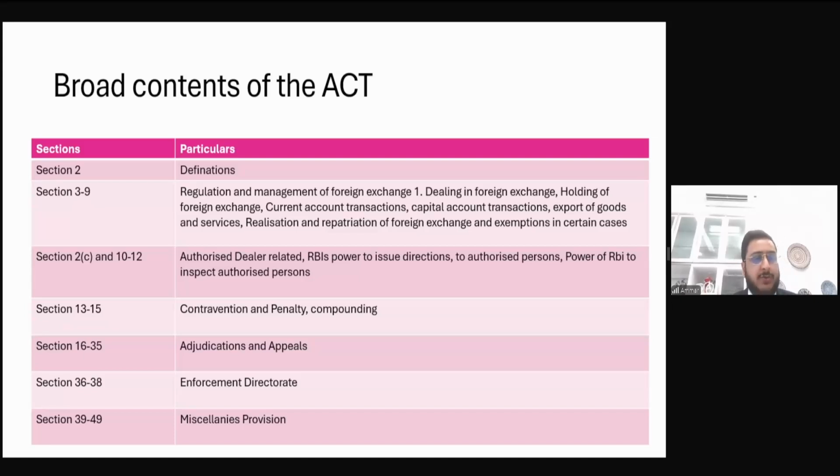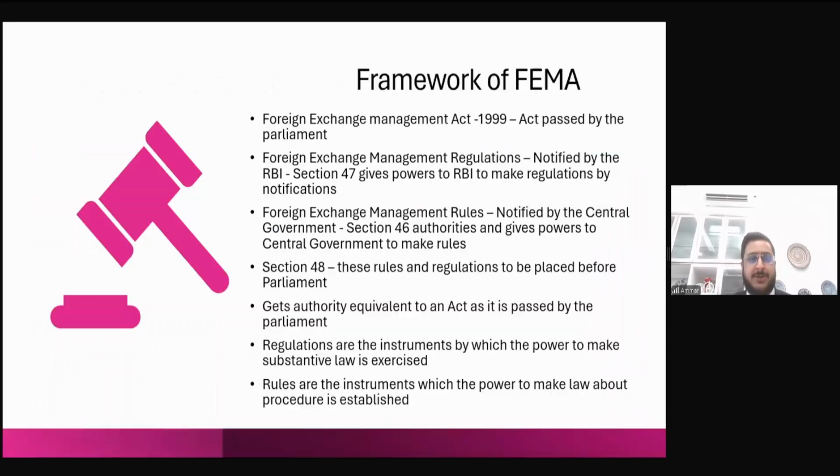Then section 2C and sections 10 to 12 are basically authorized dealer related. Sections 13 to 15 are for contravention and penalties. Sections 16 to 35 are adjudication and appeals. Sections 36 to 38 are the Enforcement Directorate. And the remaining sections are miscellaneous provisions.